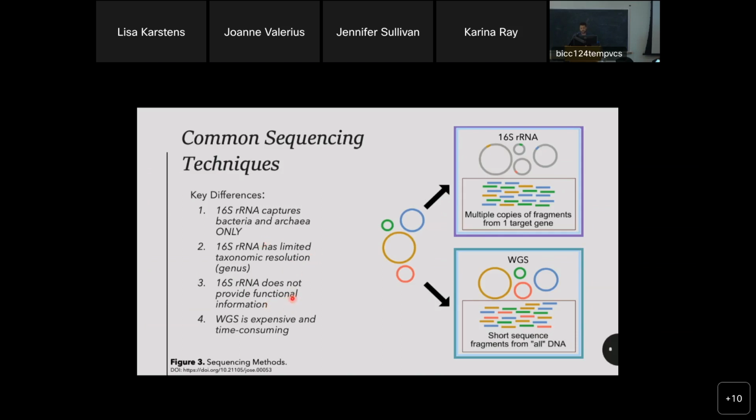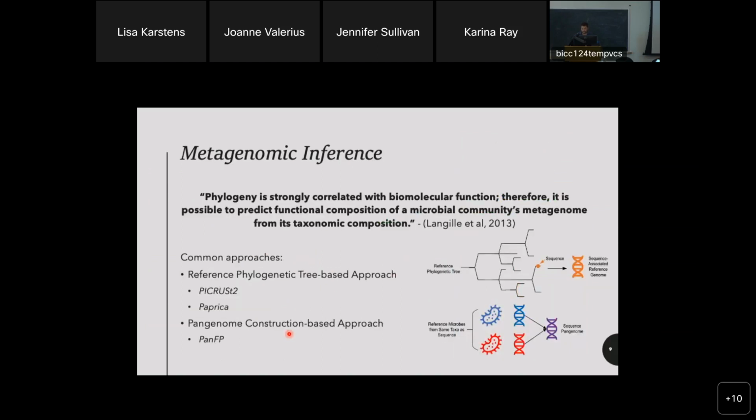And while all these differences point to the use of WGS for investigating the gut microbiome, WGS can be very expensive and time-consuming, which can be very prohibitory for certain investigations. To make up for the shortfalls of 16S RNA sequencing, we can use metagenomic inference to infer the metagenome content of a microbial community based on its taxonomic composition.